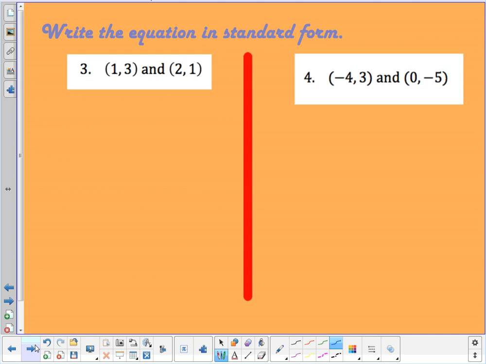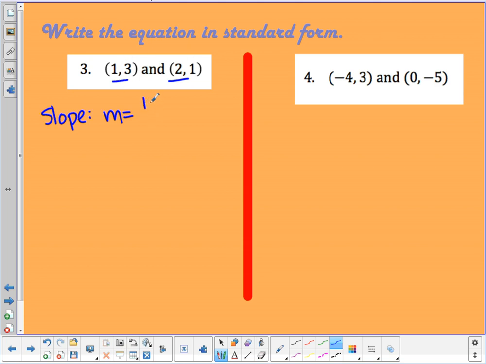We want to write an equation in standard form with the 2 points given. Now, here's a little clue for you. The only thing you can do with 2 points is find the slope. Okay, that has to be the first thing that I do. And remember that slope is my m value, which is the difference in y's over the difference in x's.